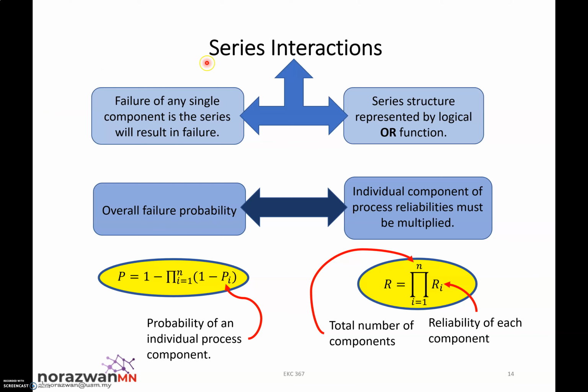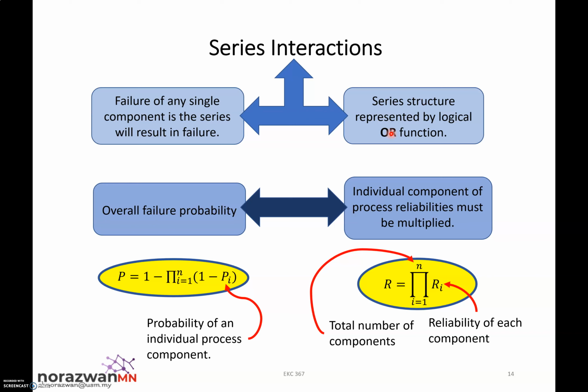So this is series interaction. For series interaction, you just need a failure of any single component. Just one component failure will result in the failure of the process. You just need at least one single component to fail. So the series structure will be represented by the logic gate of OR. We use the OR gate. For parallel we use the AND gate, so for the series we use the OR gate.